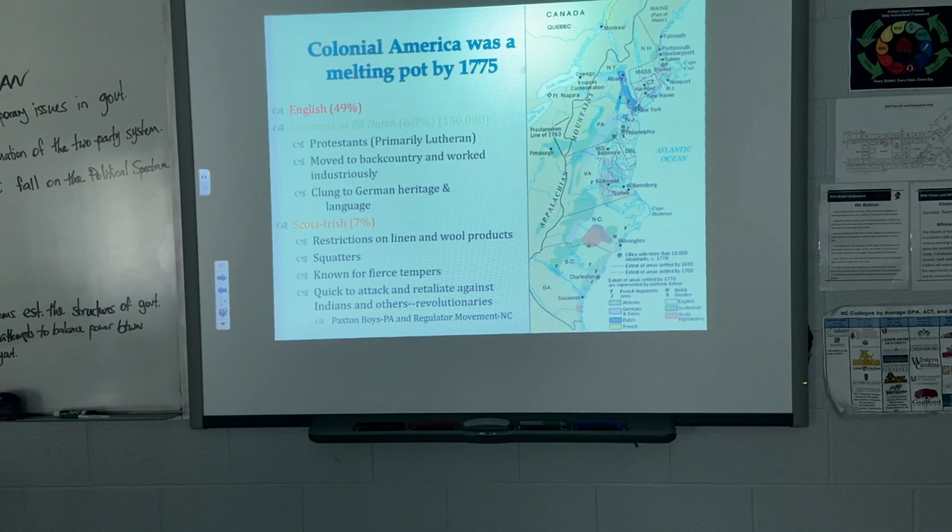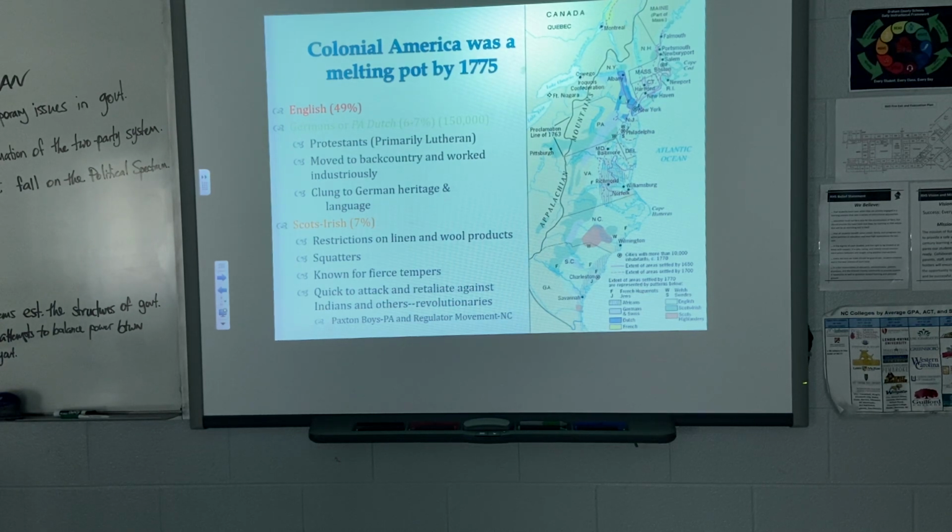All right, colonial America as a melting pot by 1775. English, of course, is 49%. So therefore, it's safe to say that colonial America was mostly English, but however, there were other ethnicities as well. Germans accounted for about 6%. I don't know if you could see that or not, but Germans, or Pennsylvania Dutch, in green below English, is 6 to 7%, which would be equivalent to about 150,000 people by 1775. So that's what that says.